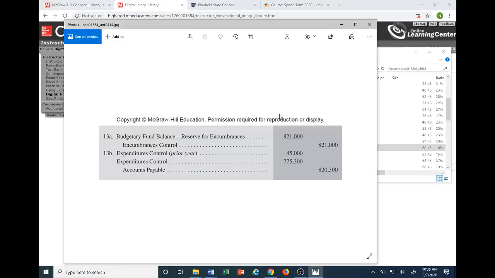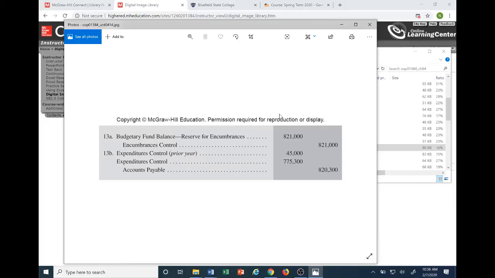After we inspected the goods and services, the invoices were approved for payment. Since the purchase orders had been encumbered against the appropriations, it's necessary to reverse that. So let's just see here. Obviously, the invoice was $820,300, right? That's the actual invoice amount, but it related to $821,000 that was ordered, right? So therefore, we have to unencumber the $821,000, because that's what was the order. So we debit the budgetary fund balance, reserved for encumbrances, and credit encumbrances control, right? So now we've unencumbered the funds. We're back to square one.